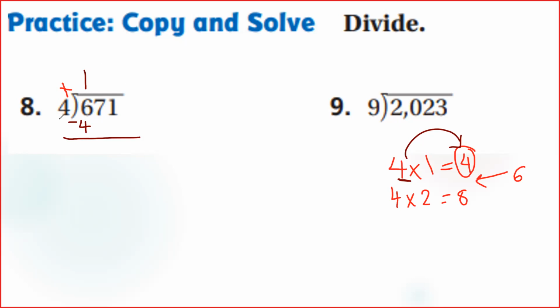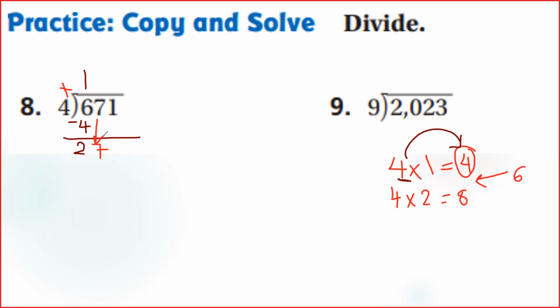So then 1 times 4 is what? 4. Then after I multiply, I have to subtract. 6 minus 4 is what? 2. Is it right? So now I say that it's 6 minus 4, which is 2. The next thing I have to do is call down number 7. After I call down number 7, I will ask myself now.